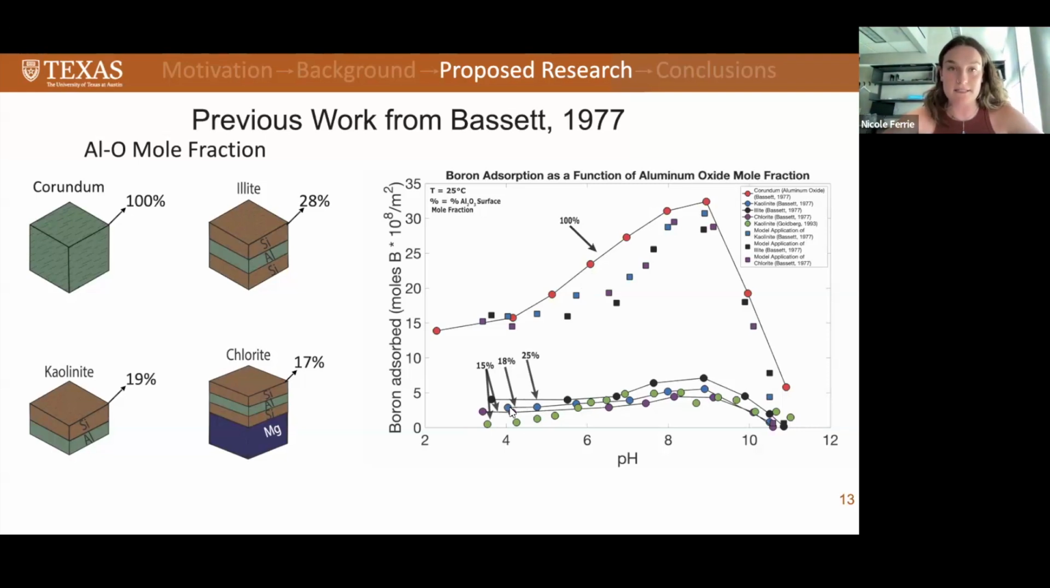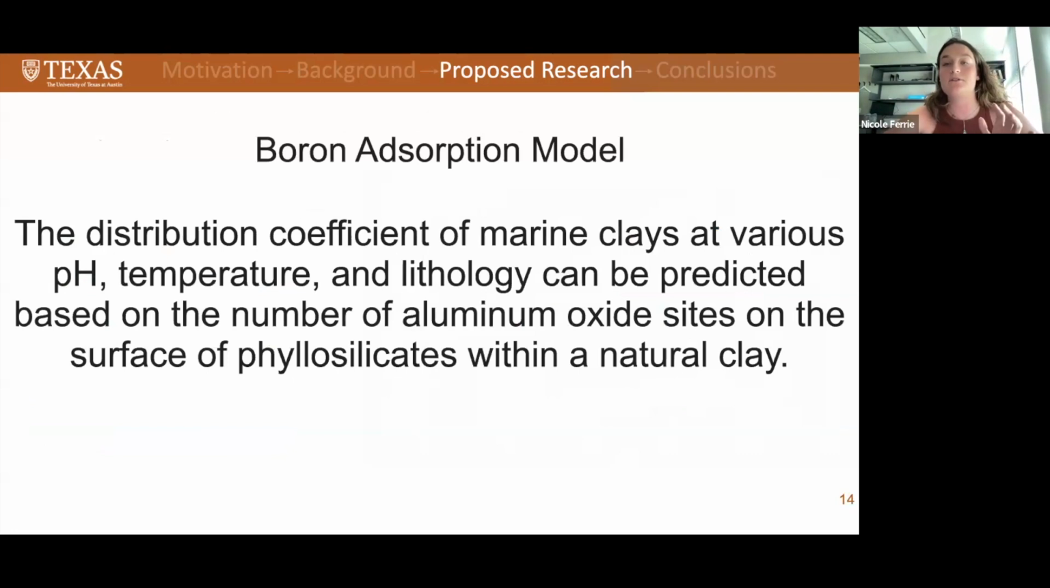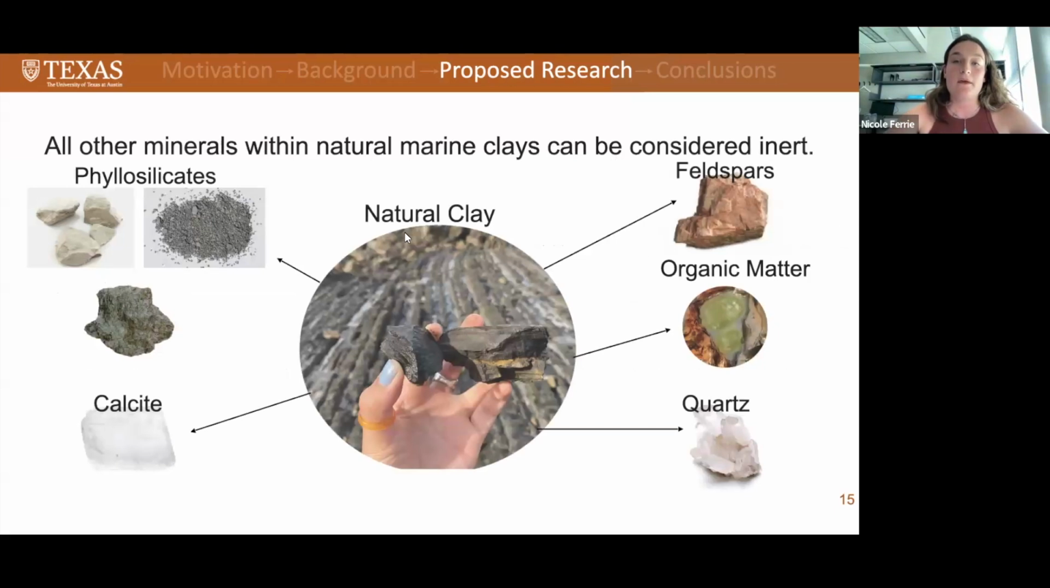and we would like to extend this work to natural sediment clays or natural marine clays, which contain a lot more than just these phyllosilicates. However, we hypothesize that the distribution coefficient of marine clays at various pH, temperature, and lithology can be predicted based on the number of aluminum oxide sites on the surface of phyllosilicates within a natural clay. Meaning that if we have a natural marine clay and it's composed of feldspars, organic matter, quartz, calcite, and phyllosilicates, nothing matters but the phyllosilicates, specifically the percentage of aluminum oxide on the phyllosilicates within the natural clay.